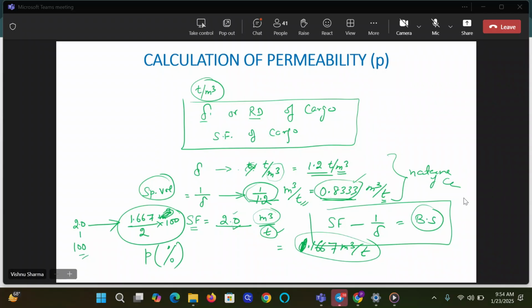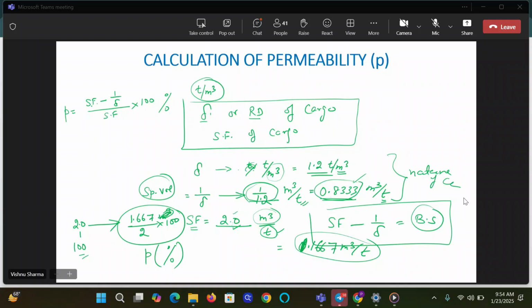Have you understood? Yes, sir. And this one, you don't have to explain all this. You just have to apply this formula in the exam. Permeability is equal to stowage factor minus 1 upon density, or relative density, divided by stowage factor, into 100. And so much percentage will be the permeability.